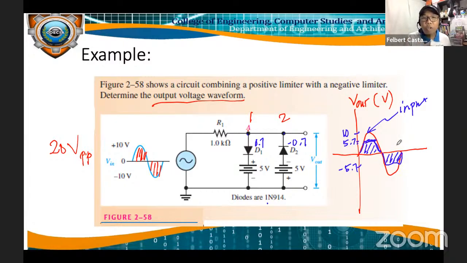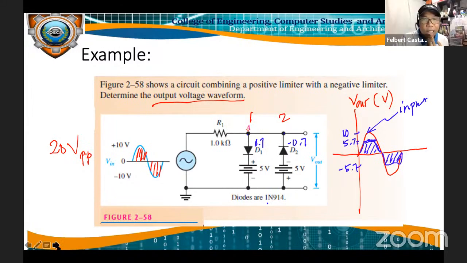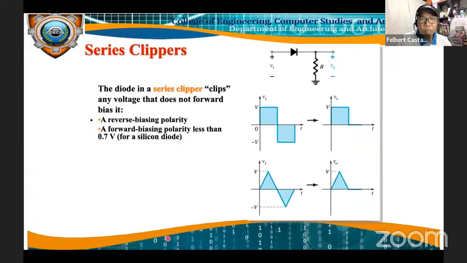Ito yung combination ng positive and negative na limiter or clipper. Ito na yung output natin. Okay na po ba? Gets? Gets po, sir. Okay, sige. Let's now... I think ito na yung last na topic natin. Check natin yung next slide kung anong meron.